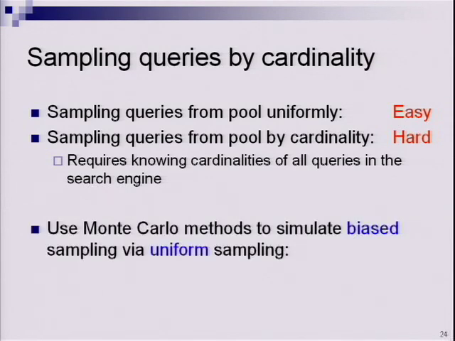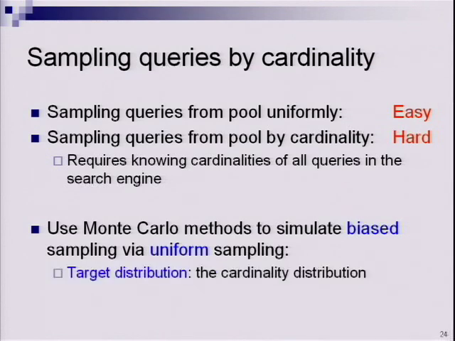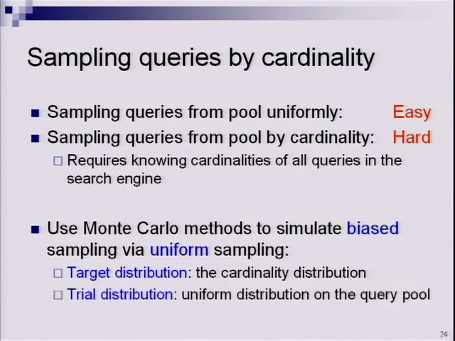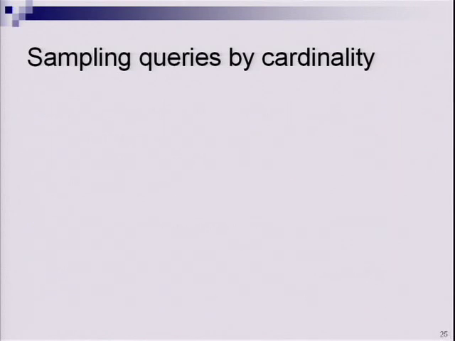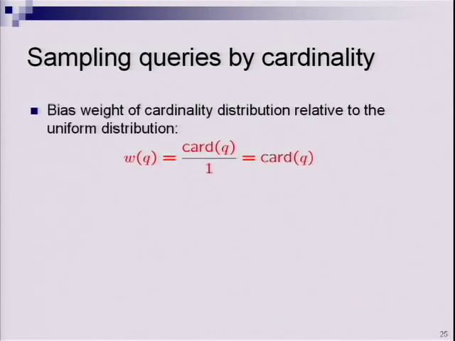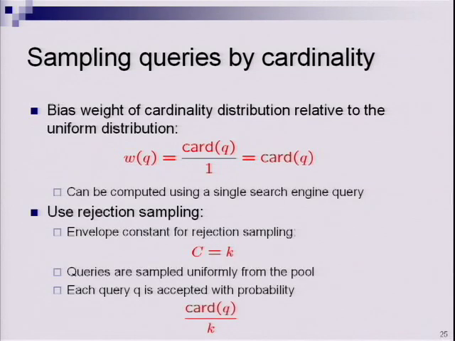Now we use Monte Carlo simulation in the reversed way. We want to have biased samples, biased by their cardinality. We have uniform samples. But you could do that as well with Monte Carlo simulation. You could use it in the reverse direction. Okay? So the target distribution now is the cardinality distribution over queries. The trial distribution is the uniform distribution over queries. This slide, I won't go into the details, shows you what are the corresponding bias weights and envelope constants, but just believe me that it works.